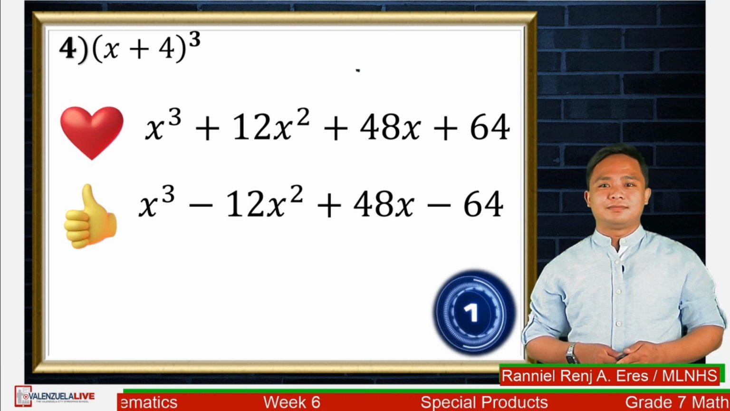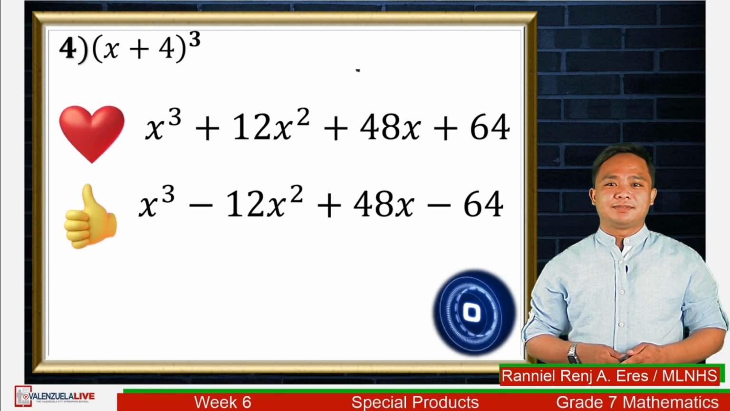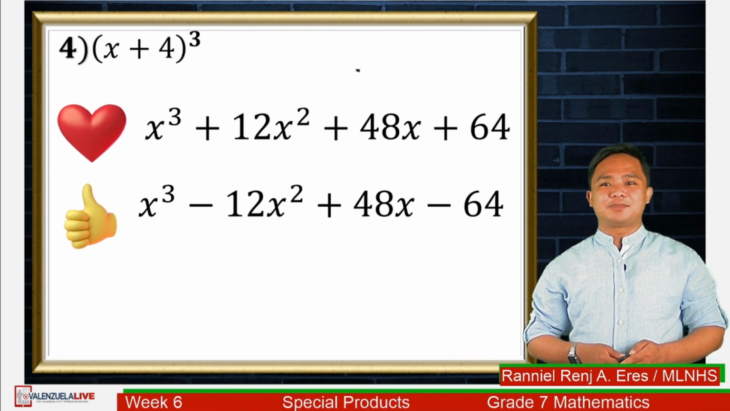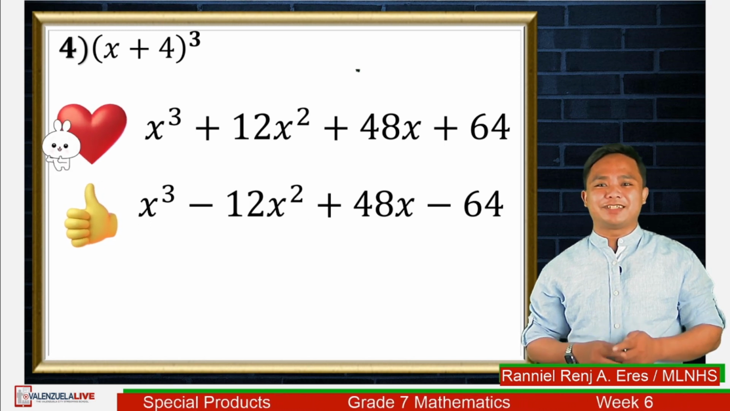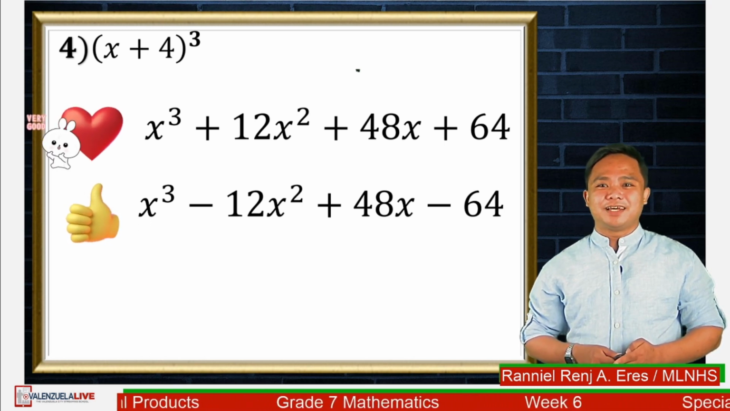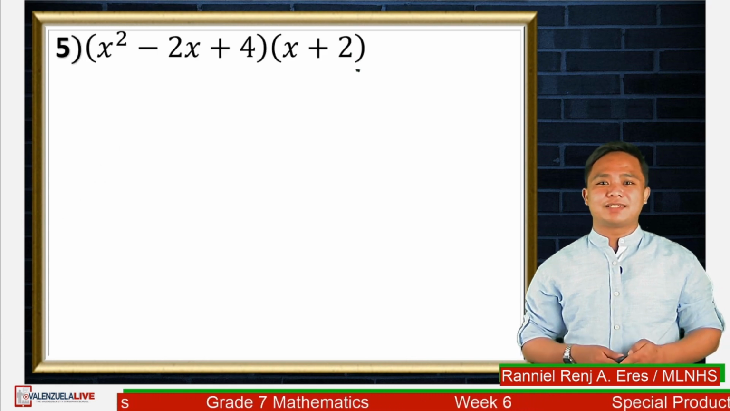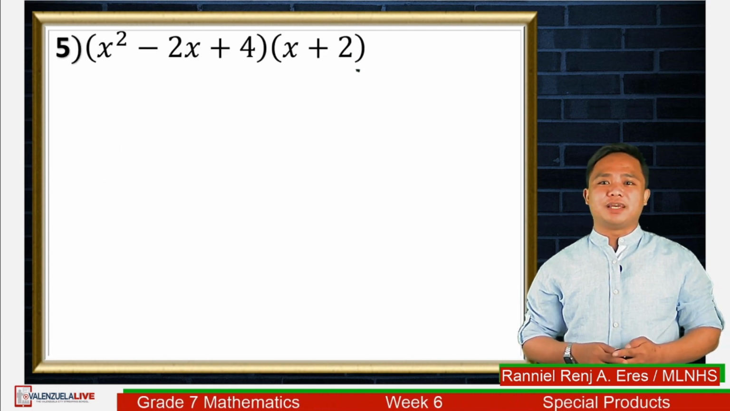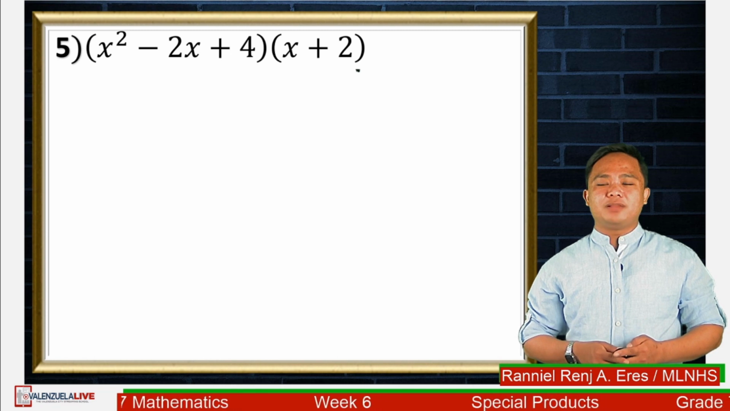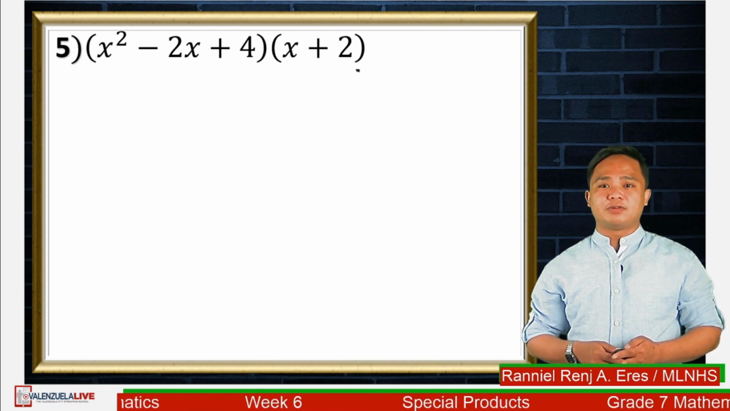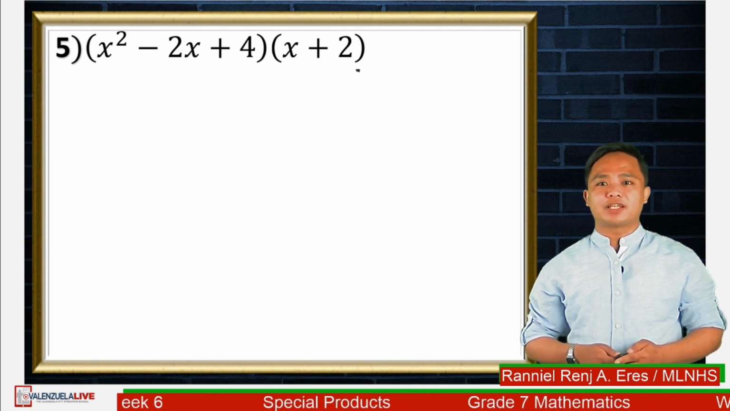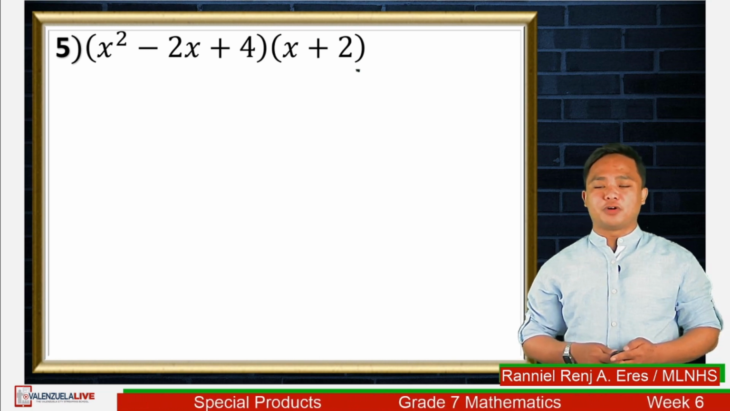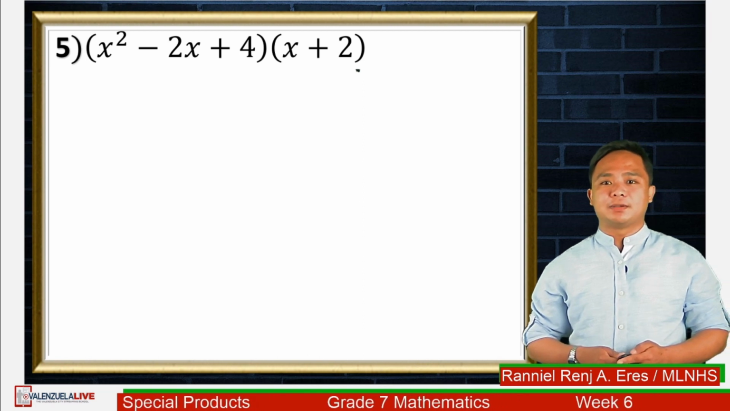Okay, time's up. So if you choose heart, you're correct. Very good. Okay, next, number 5, and our last given for this day. We have x squared minus 2x plus 4 times x plus 2. Again, the quantity of x squared minus 2x plus 4 times the quantity of x plus 2.